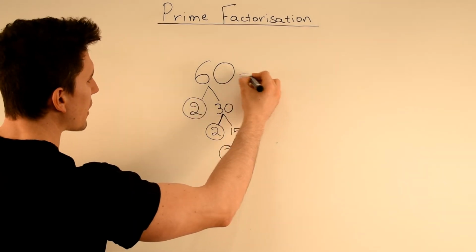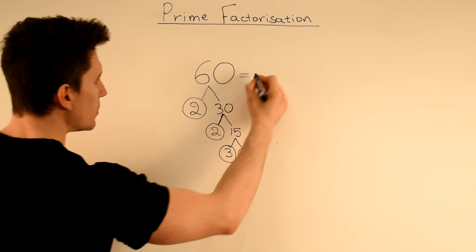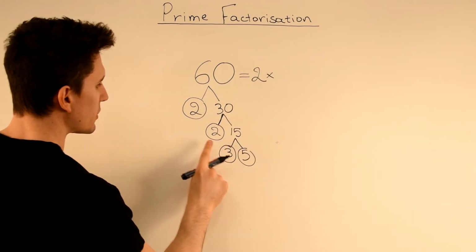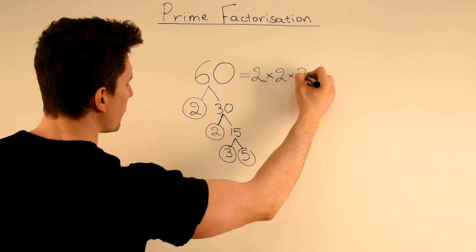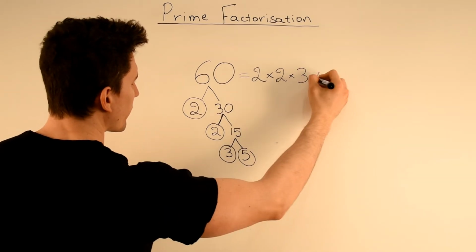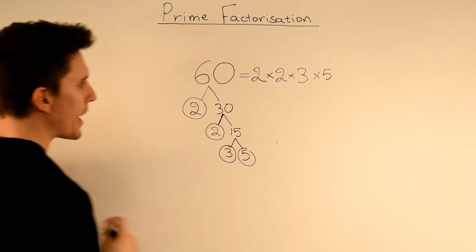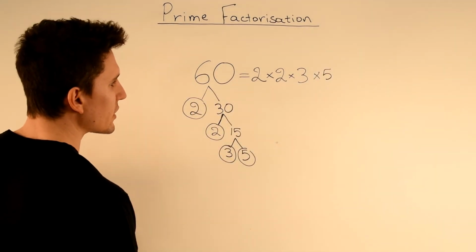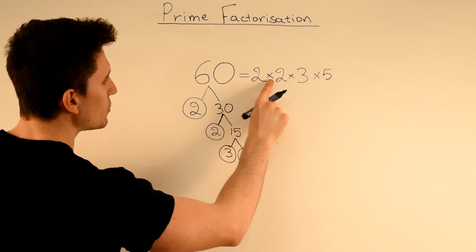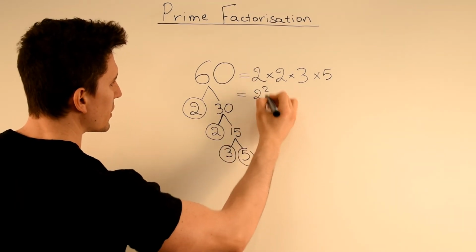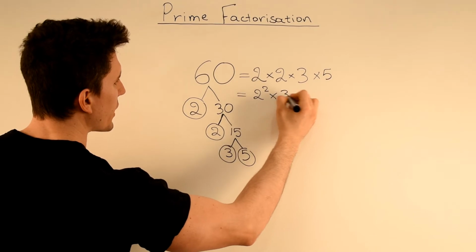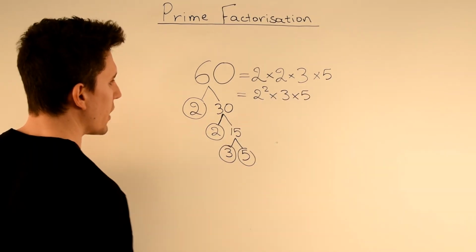60 can be written down as 2 times 2 times 3 times 5. And now we can simplify this slightly by noticing that 2 times 2 can be simply written as 2 squared. Therefore the final answer is 2 squared times 3 times 5.